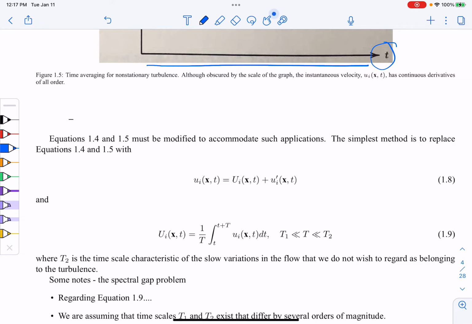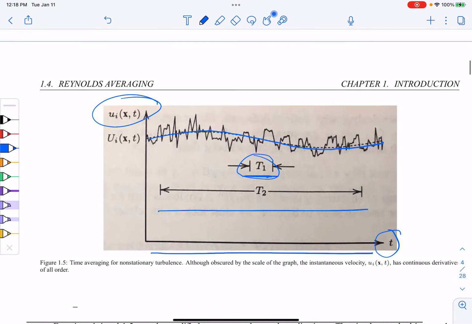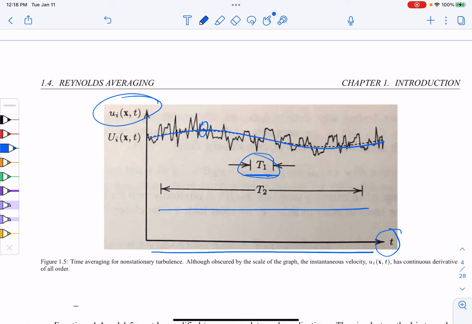So how do we handle that? Well, we'll try and modify our equations 1.4 and 1.5 to handle this, and we'll come up with these new types of definitions. 1.8 is very much the same, but then you see 1.9. We need to put restrictions on the time. To be useful in a RANS closure and prediction, it should not be longer than long time scales, and it shouldn't be too small to only capture little parts of the fluctuations.